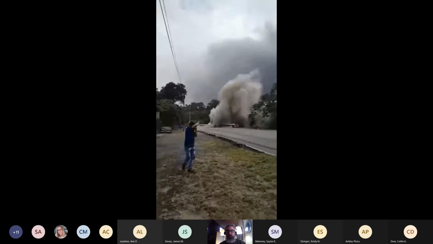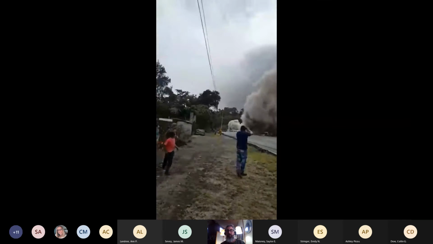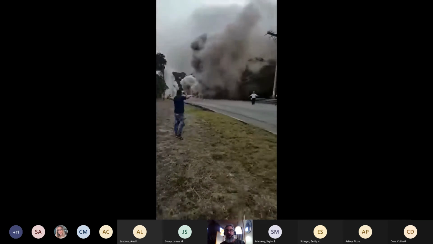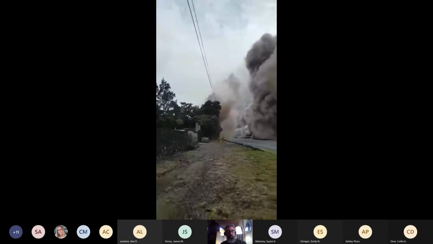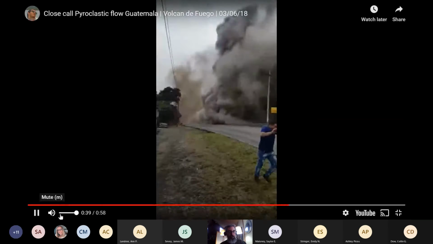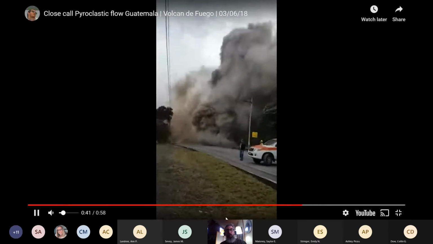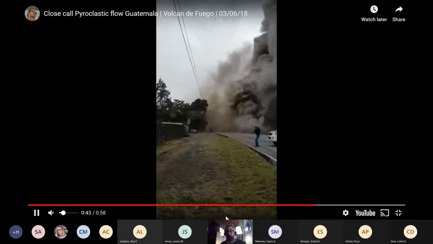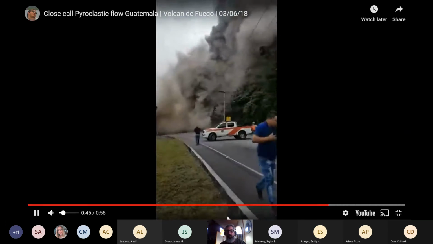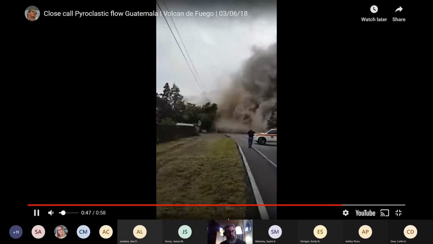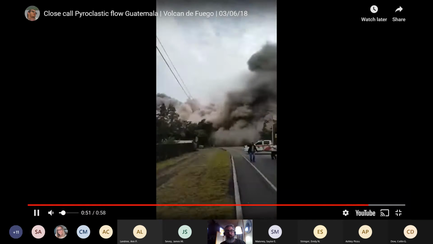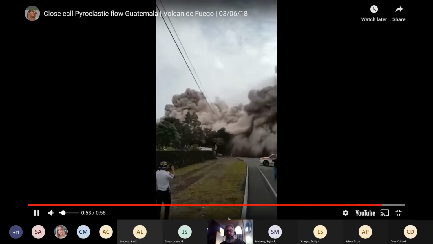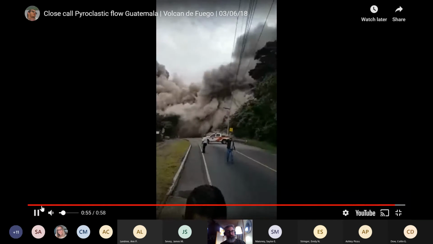So that was really close. Usually you would probably get asphyxiated before you would burn. Not that that's any consolation, but extremely hazardous, dangerous volcanic phenomenon, right where those people were standing.